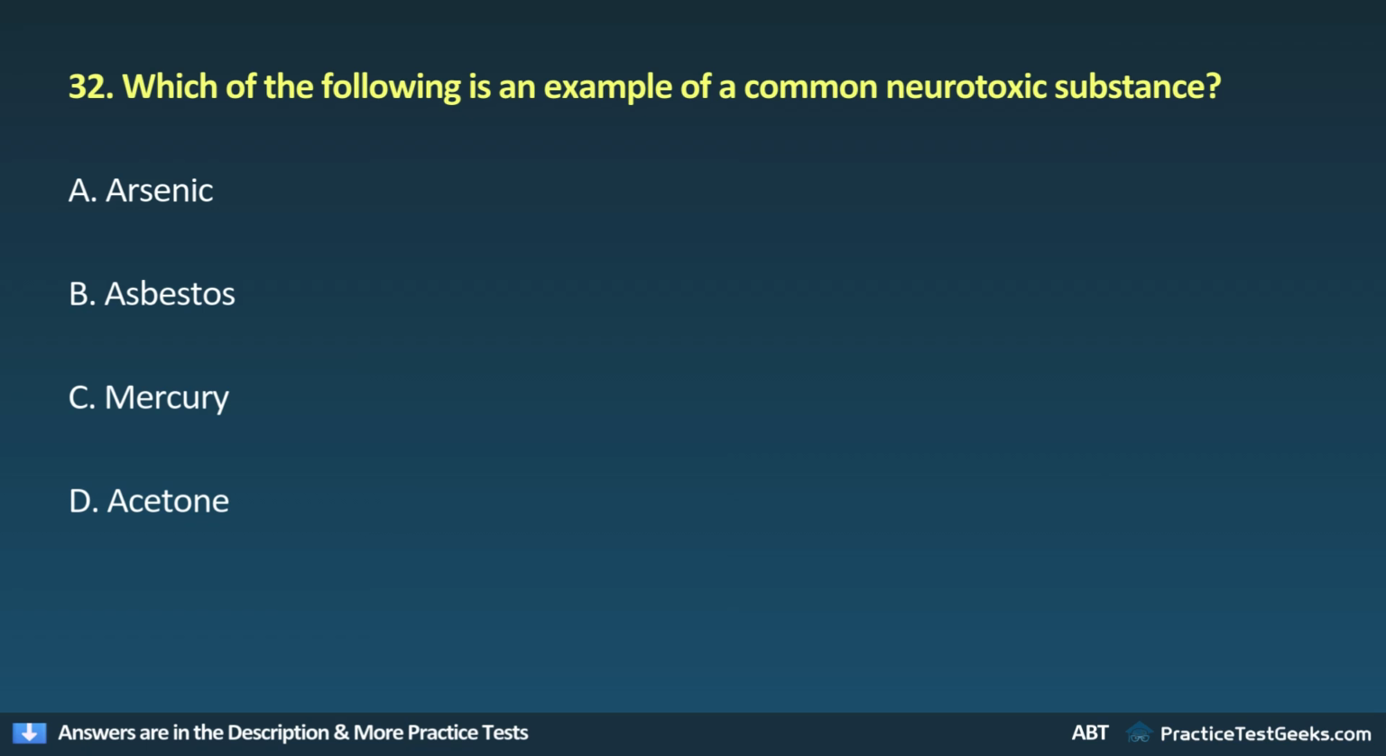32. Which of the following is an example of a common neurotoxic substance? A. Arsenic. B. Asbestos. C. Mercury. D. Acetone.